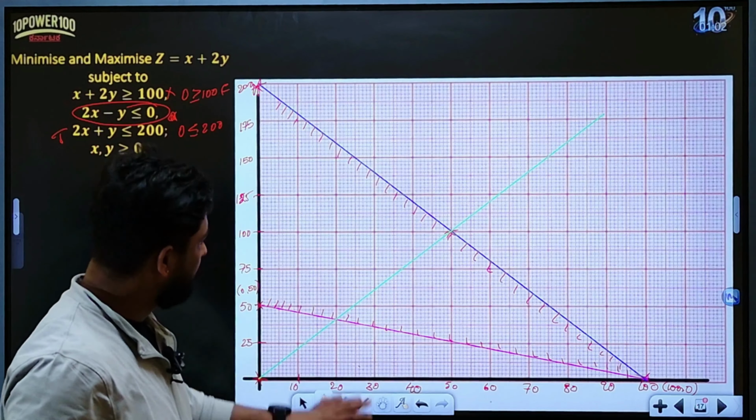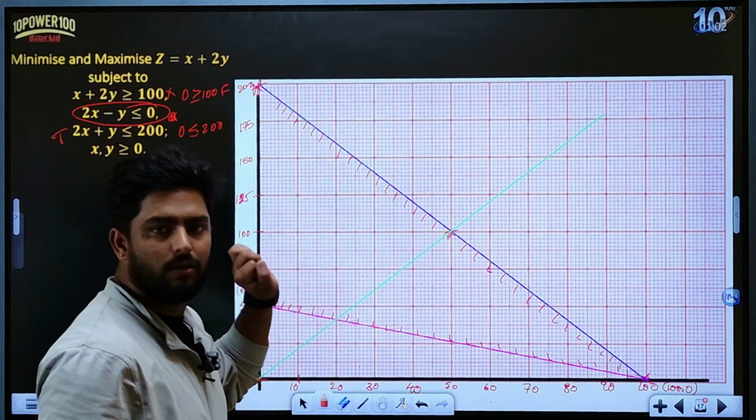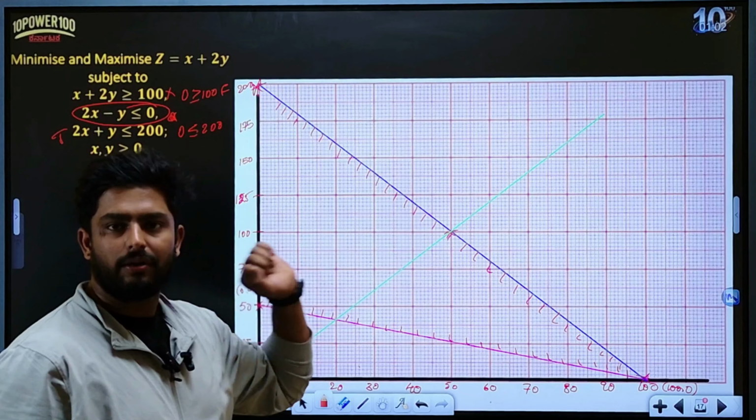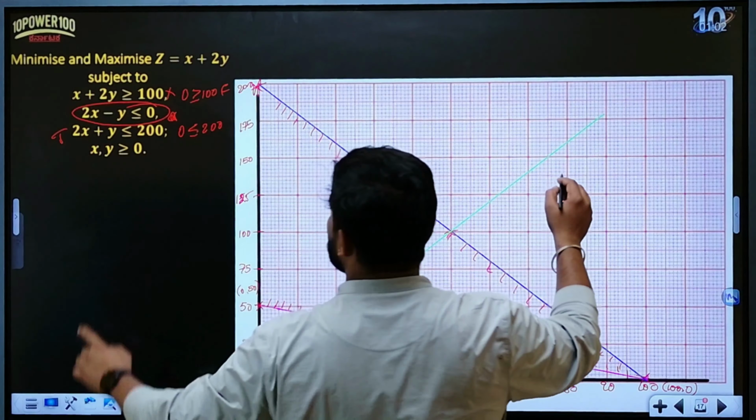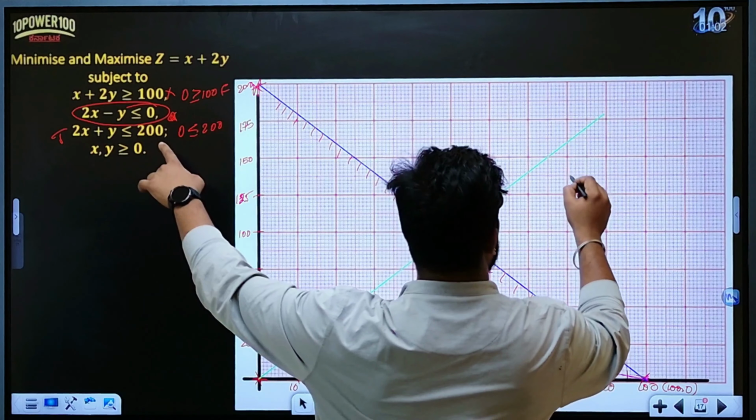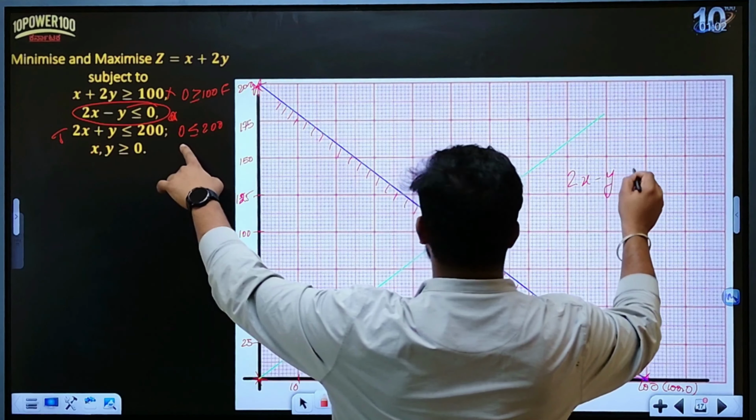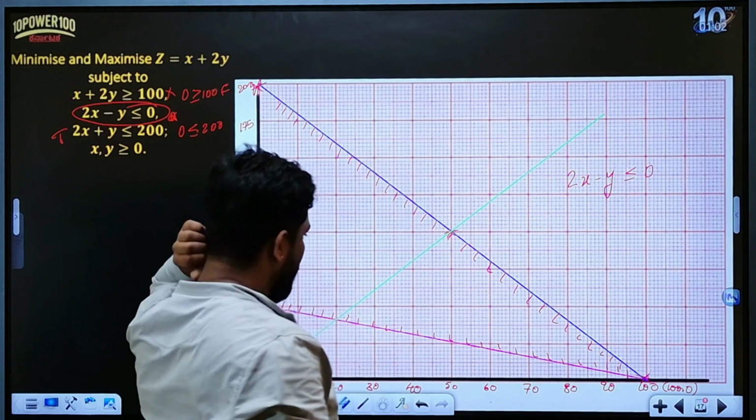Okay, now see, we have got two regions, the upper region and the lower region. Based on this line, now we are going to select the appropriate region, right? So here the equation says 2x minus y less than or equal to 0. Correct, children? Now we'll take any one point.